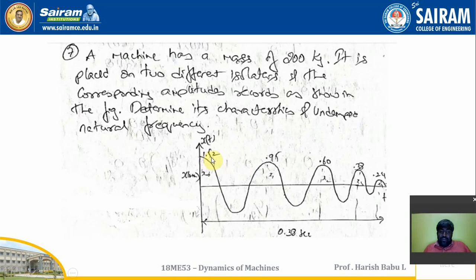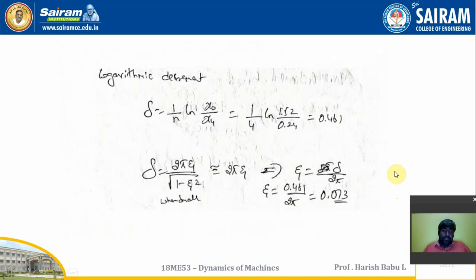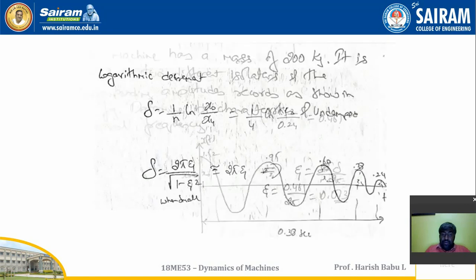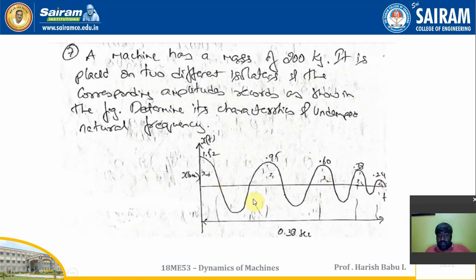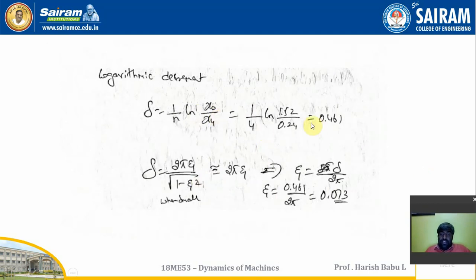So initially the amplitude is 1.52, the second is 0.95, and then 0.6, 0.38 and 0.24. So x0, x1, x2, x3 and x4. The time period will be 0.38, and there will be 4.5 cycles you're going to get. When you go for the logarithmic decrement, delta is equal to 1 by n ln x0 by x4. From the first amplitude x0 to x4 there will be 4 cycles, so I'm going to take n as 4 and substitute this ratio. So I'm going to get delta as 0.461.